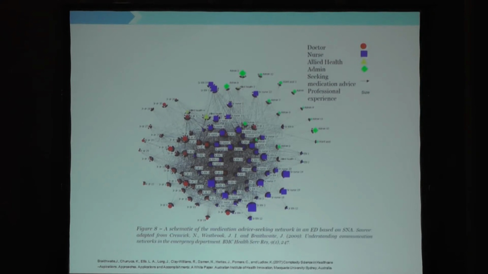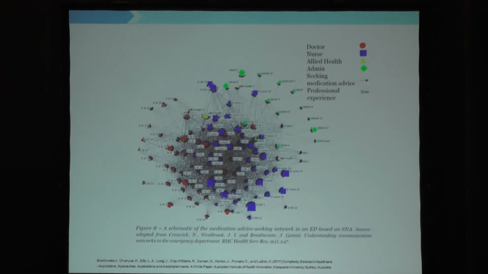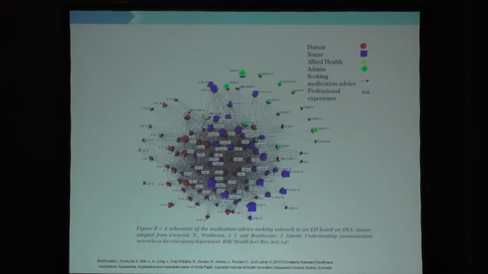That is a schematic of the medication advice-seeking network in an ED department. And what you can see is that the nurses mostly talk to the nurses, the doctors mostly talk to the doctors, the admin talk to themselves, and so the opportunity for influencing decisions is complicated by these patterns of communication.